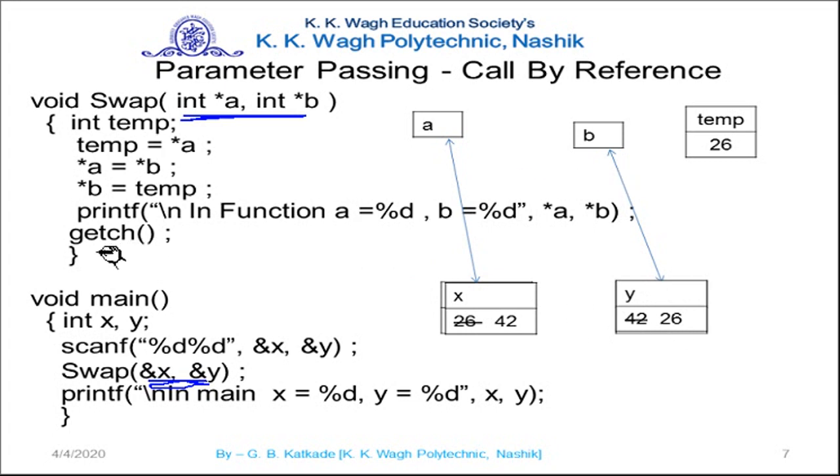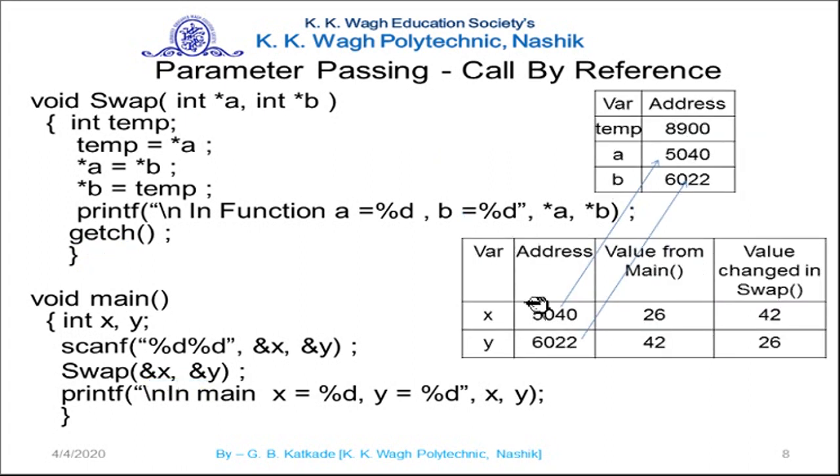Now when swap is completed, these variables will be removed from the memory, as these are local variables of swap. Now what is the effect of this? When I come to the function main, the value of x is updated to 42 and the value of y is updated to 26. Indirectly, the two values are exchanged, and we get the modification back in the calling program. That is the effect of call by reference. So in call by reference, the modifications to the variables or parameters will be reflected back to the calling program. It is very important to remember.